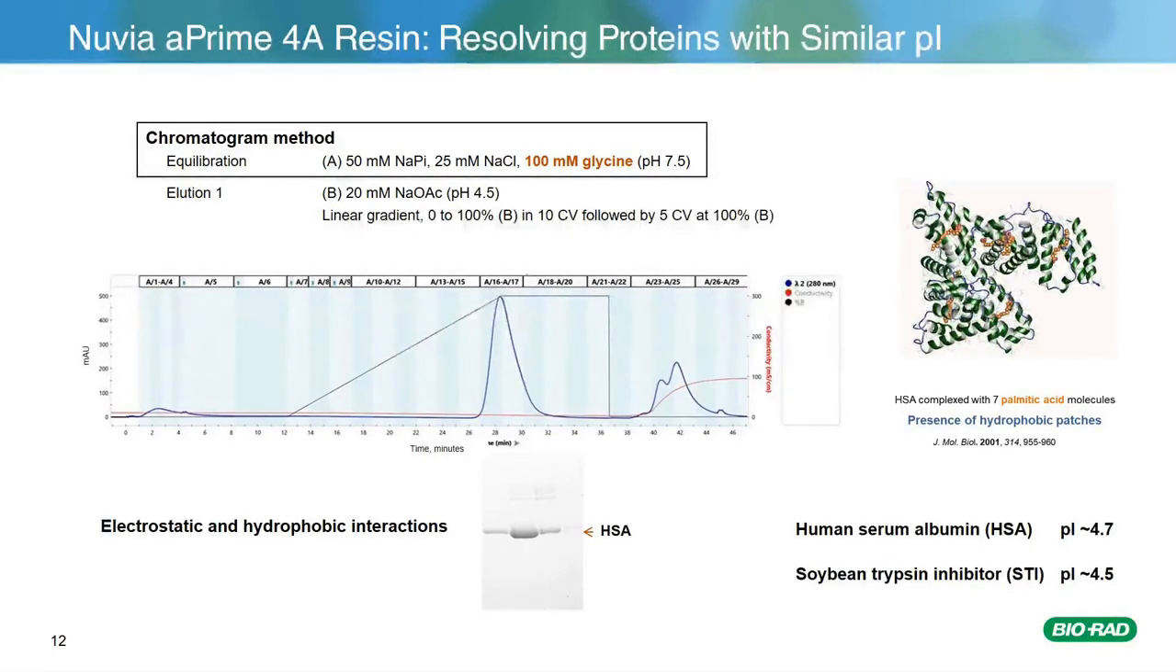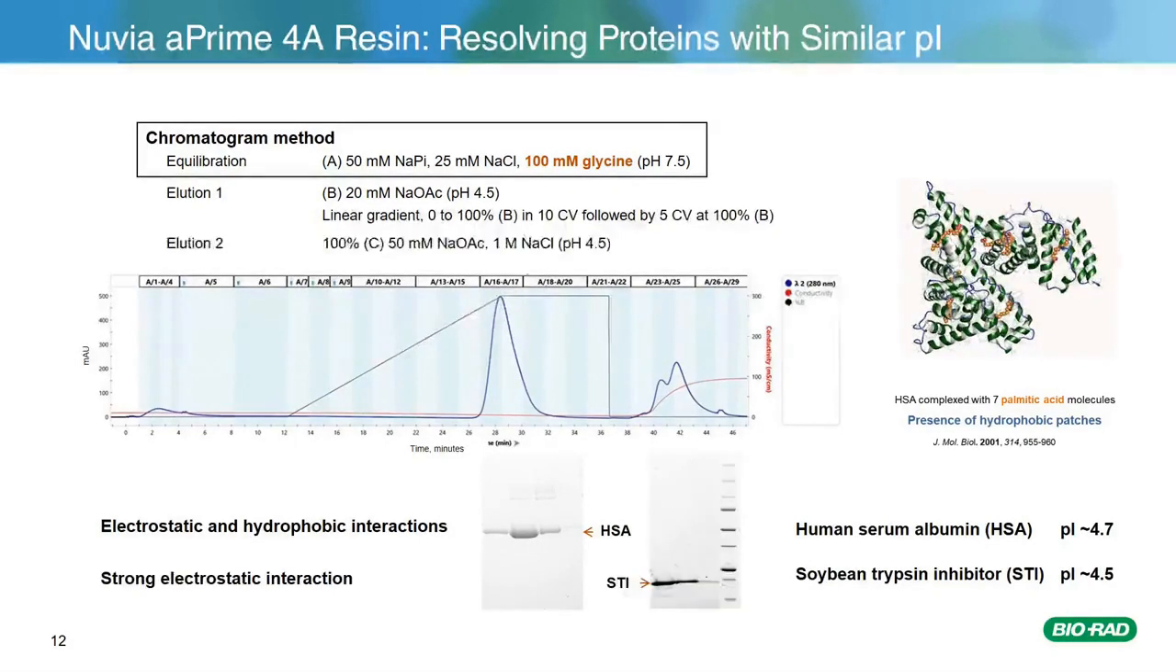The bound soybean trypsin inhibitor would stay on the column until we apply a second buffer that contains 1 molar of sodium chloride. This result indicates that the STI was bound through strong electrostatic interaction. With the use of glycine, we were able to resolve these two proteins on Nuvia aPrime 4A column.